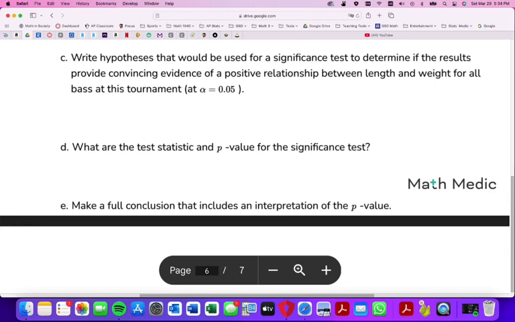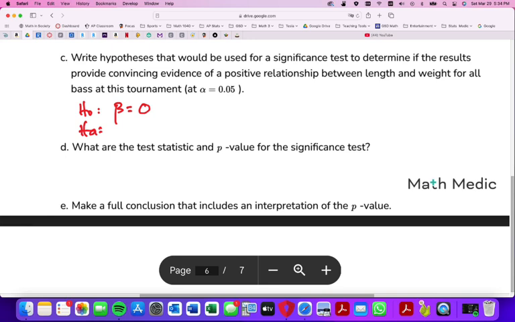Okay, so part C, write hypotheses that would be used for a significance test to determine if the results provide convincing evidence of a positive relationship between length and weight for all bass at this tournament at an alpha of 0.05. So to write hypotheses, we need H naught, the null hypothesis: beta equals 0, because we are assuming that there's no relationship. When there's no relationship, the population slope is 0, beta equals 0.